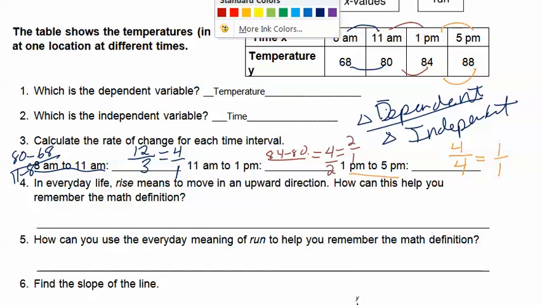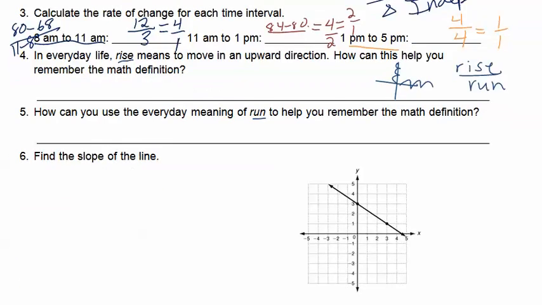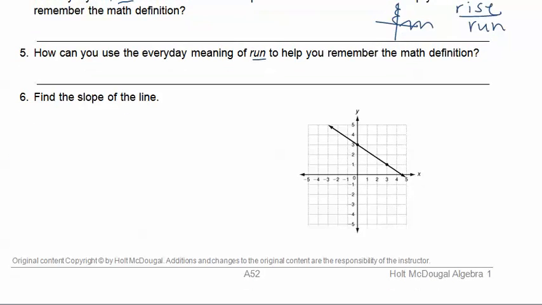Next question says, the word rise means to move up in an upward direction. How can this help you remember the math direction? You can remember that rate of change or slope is rise over run. So you can write about how that will help you remember. And here's run. See if that'll help you remember that when we talk about rise over run, rise is how much it increases on the y-axis, and run is how much it increases on the x-axis, on the horizontal. So answer those however works for you.